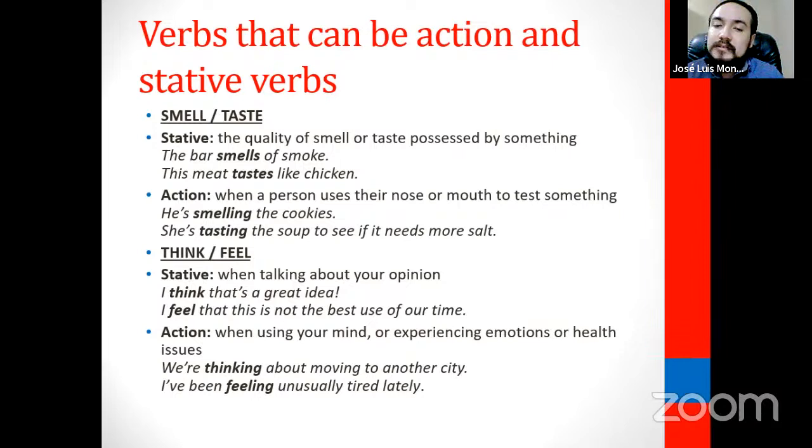But it is action when you talk about using your mind. We're thinking about moving to another city. This is not you believe. Okay, you don't say we are believing about moving to another city, right? No, you say I'm thinking, I'm using my mind, I'm using my brain to think, to consider something. All right, I'm considering something. Then I've been feeling unusually tired lately. It means to experience emotion or health issues. If that's the case, you can use feel as an action verb.